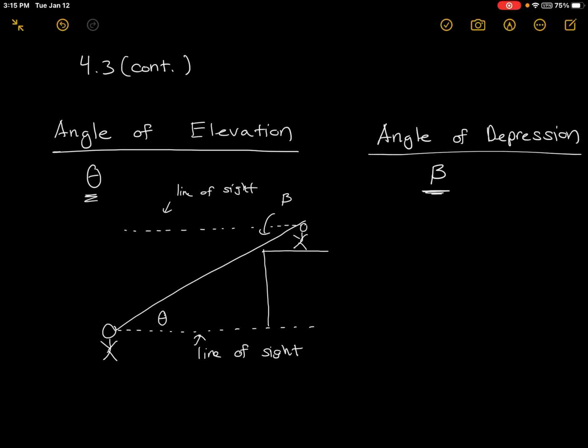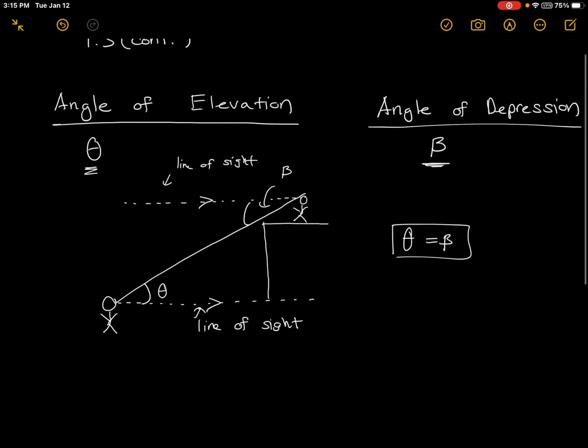All right, now, hopefully you remember this from geometry in Math 1. If these lines are parallel, which in fact they are, theta is actually equal to beta. Angle of elevation, angle of depression, the measurements are the same because these are parallel lines. Both these lines of sight are parallel lines, and if you have a transversal that cuts through those parallel lines, this angle is actually congruent to this angle. Okay, so that's what the angle of elevation and angle of depression are.